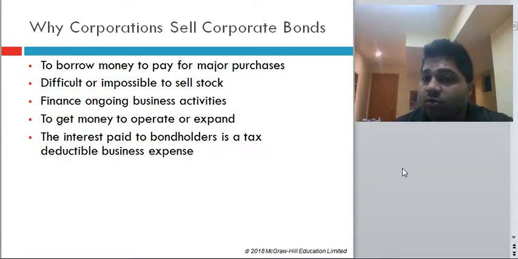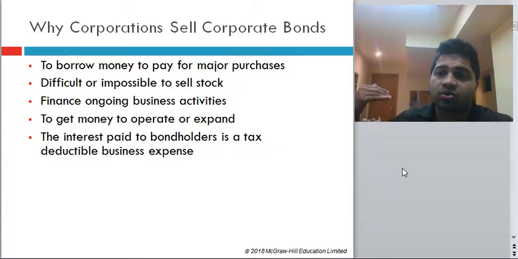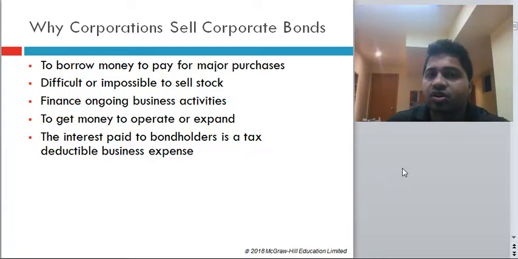Now, why do corporations sell corporate bonds? Corporations need money. They borrow money to pay for major purchases like machinery, majorly oil and gas companies. When they have to open a new oil rig, they need money for that. So, to finance that, they generally issue bonds. It is difficult or impossible to sell stocks. The financing is required to get money to operate or expand.